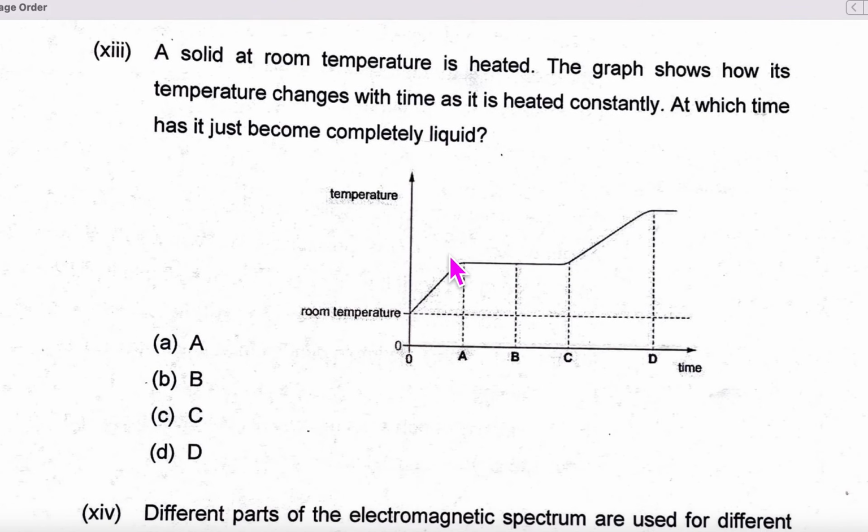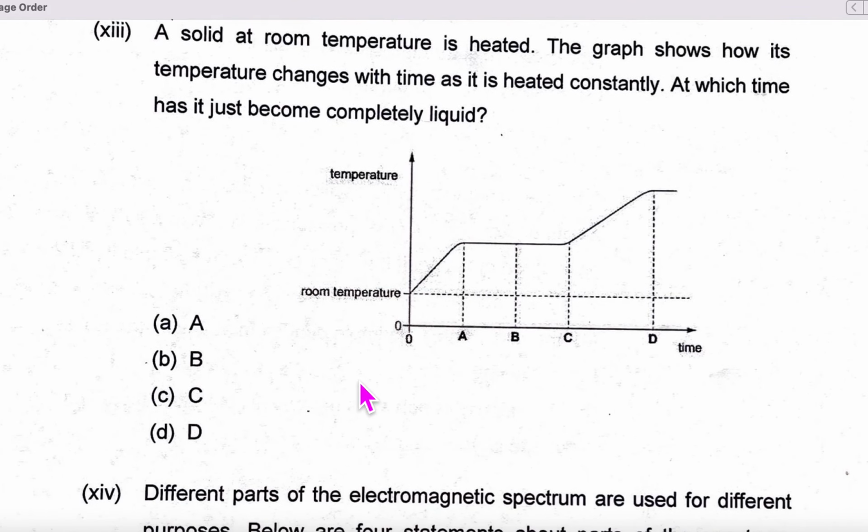A solid at room temperature is heated. The graph shows how its temperature changes with time as it is heated constantly. At which time has it become completely liquid? There is a solid, so this will be solid. This will be where the melting begins. This is where the melting will end at C. So at C it will be complete liquid. Yes, ma'am. Okay.